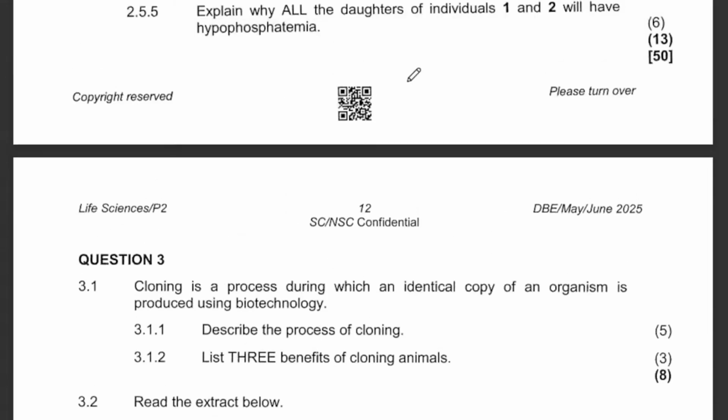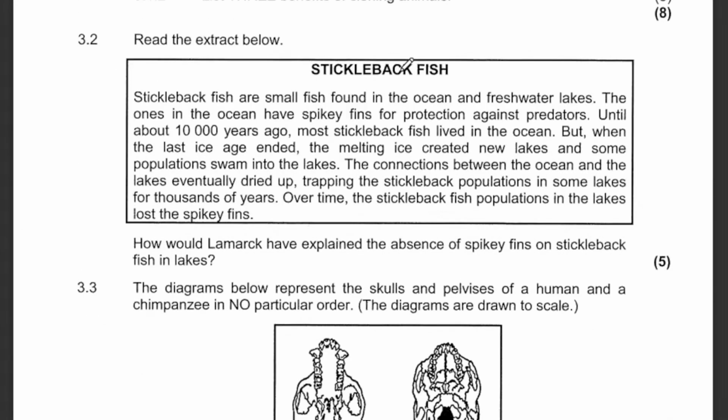Let's go to question number 3. What are they saying? Question number 3, read the extract. Stickleback fish are small fish found in the ocean or in freshwater lakes. The ones in the ocean have spiked fins for protection against predators. Until about 100 years ago, most of the stickleback fish lived in the ocean, but then the last ice age ended. The melting ice created new lakes and some populations swam into the lakes. The connection between the ocean and the lake eventually dried up, trapping the stickleback population in the small lakes for thousands of years.